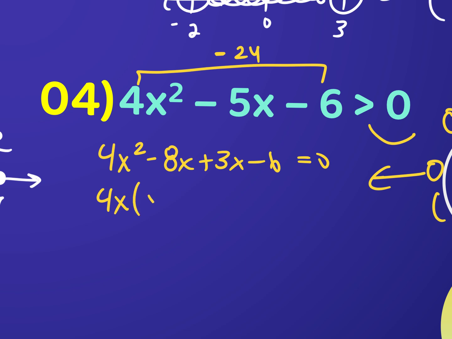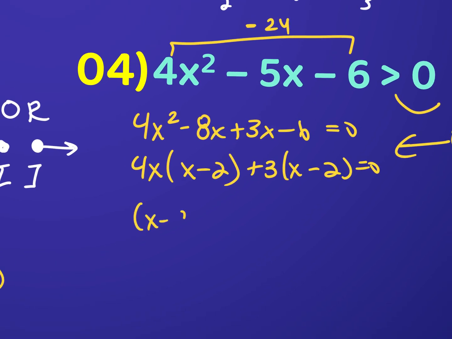What can I take out of 4x squared and 8x? 4x. So I'm left with x minus 2. What can I take out of 3x minus 6? A positive 3. And I'm left with x minus 2. Good. So I have my one parenthesis of x minus 2, I have one parenthesis of 4x plus 3. You guys agree? Equals 0.